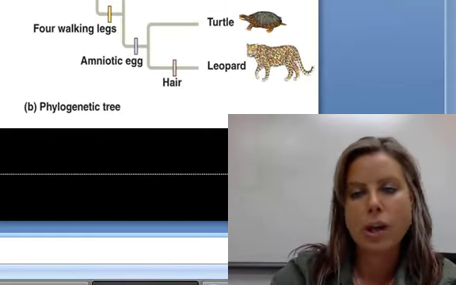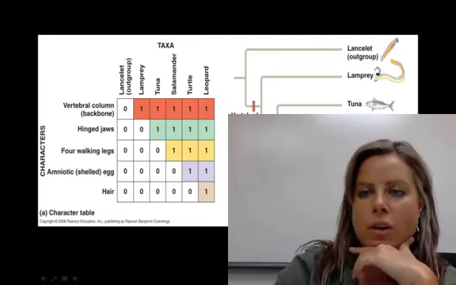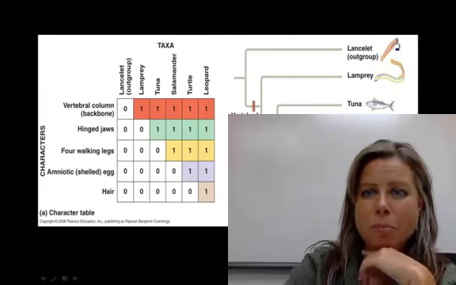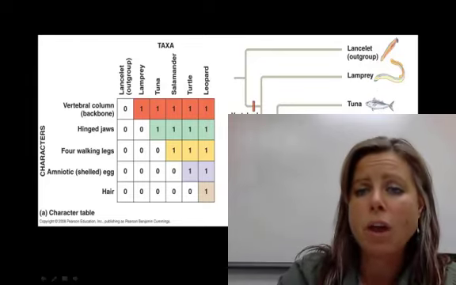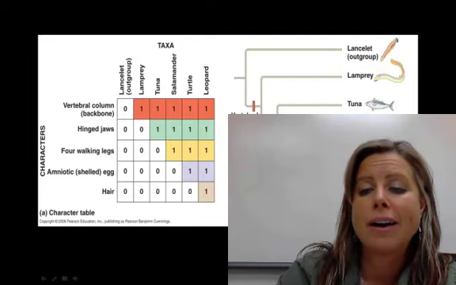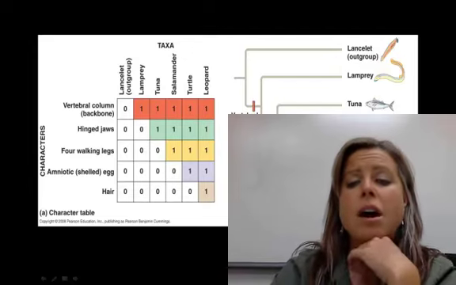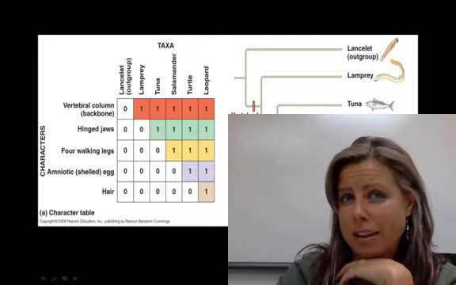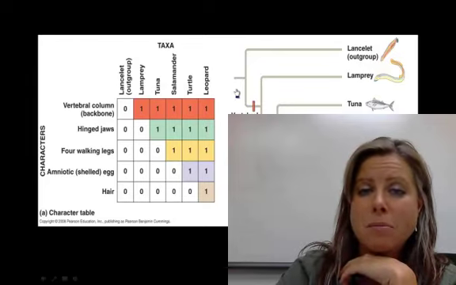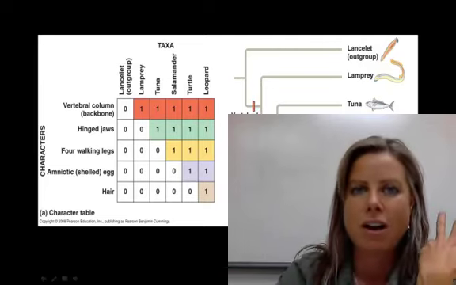So going back to, we can look at this picture here. Okay, don't worry about the stuff on the side. Let's look at the tree. So we've got a lancelet, which is like a fish that doesn't have a backbone. Then we've got a lamprey, which is like an eel, a tuna, a salamander, a turtle, and a leopard. Okay, so if we were talking about the salamander, the turtle, and the leopard, a shared primitive characteristic would be that they all have four walking legs. Okay, a shared derived character would be something only the turtle and the leopard have in common, which in this case is an amniotic egg. Okay, so a shared primitive characteristic is going to be more towards the ancestral side of the cladogram, and a shared derived characteristic is usually going to be just one clade and something they all have in common.